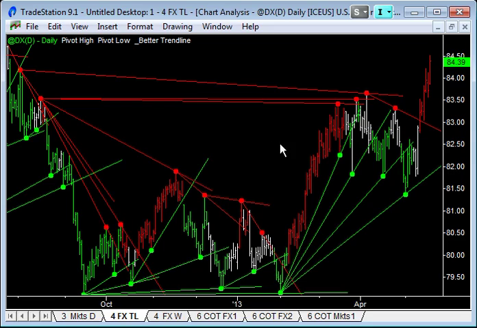And better trend line is drawing these lines automatically, so the advantage of that is no second guessing as to where you draw your pivots and where you draw your trend lines. It's quite nice in terms of taking that thinking out of the picture.